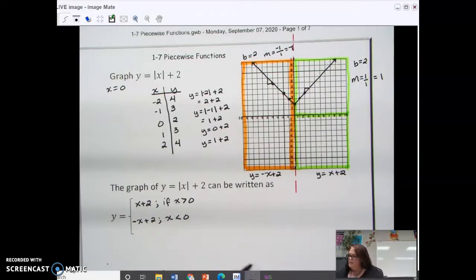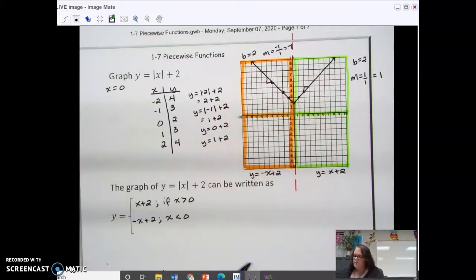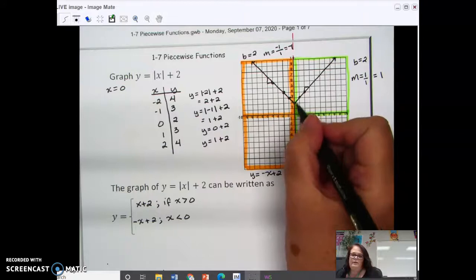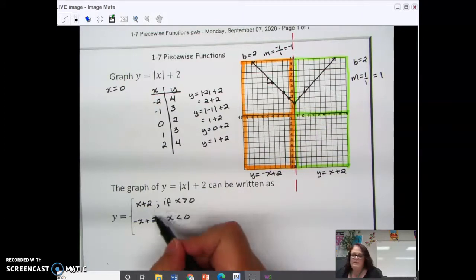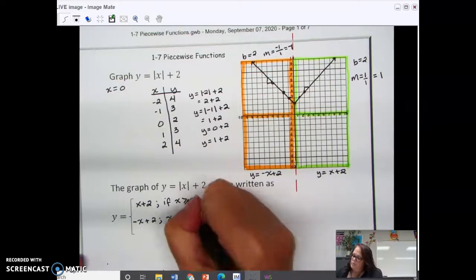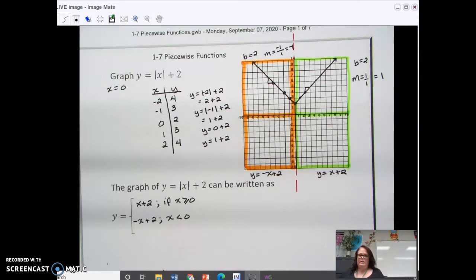Because if we look at our number line in that orange region, these are all the x values that are less than 0. Now, 0 itself does have a closed circle there, but the nice thing is they both have the same y-intercept, so it doesn't matter which equation we give it to. So I could put it here, or I could put it here. I just don't want to put it for both. The domain shouldn't overlap.